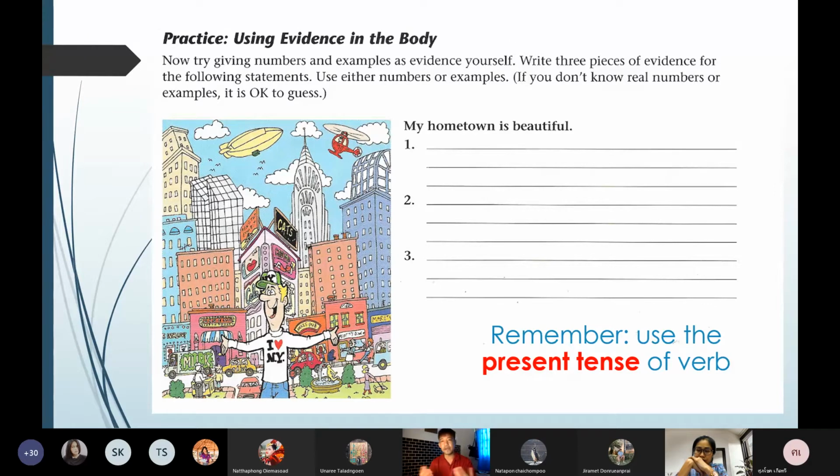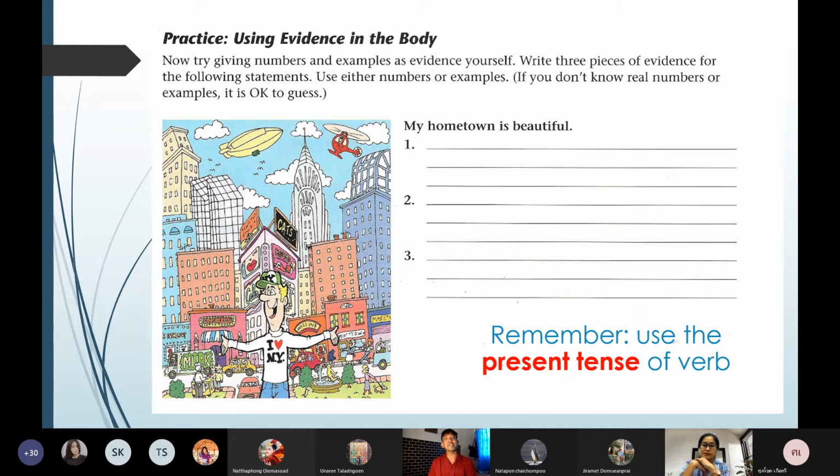So you could say some numbers. So there is no pollution, right? There is less pollution in my hometown. And there are fewer cars traveling in the city or in the suburb. Okay, so that talks about number one: my hometown is beautiful because it has clean air.